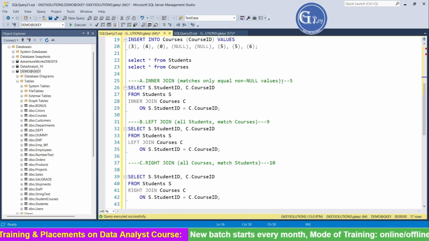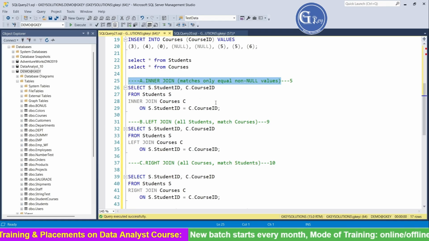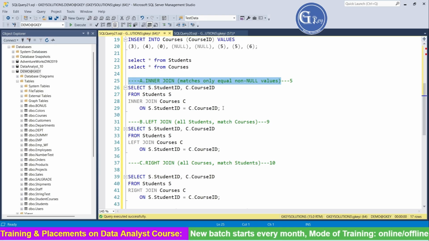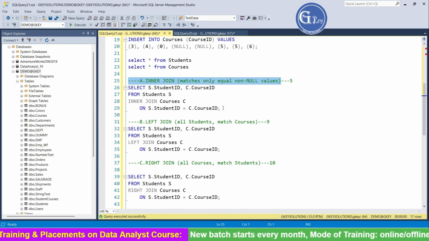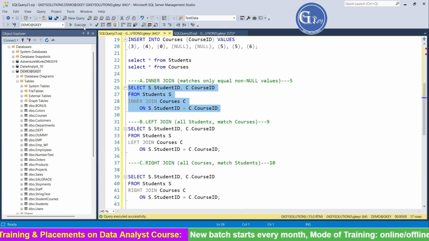First we'll see the inner join. What will inner join do? It will display all the matching records from both the tables. It ignores nulls if you have nulls in the table. Why? Because null equal to something is not possible, because null is not equal to anything. In such a scenario, inner join ignores null values. It only displays the matching values apart from the null values.